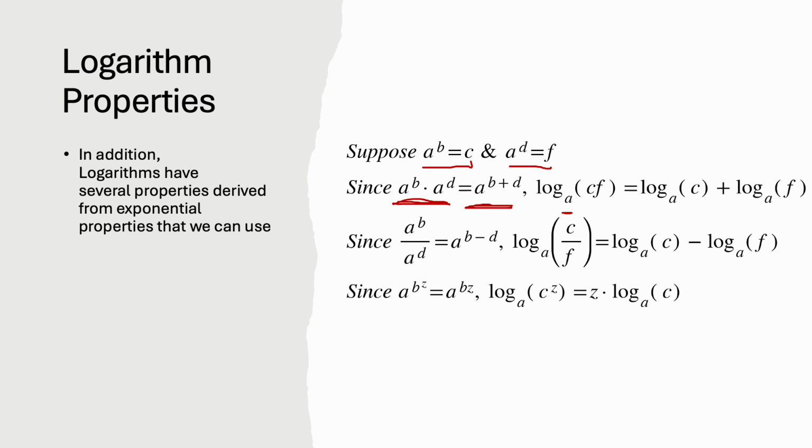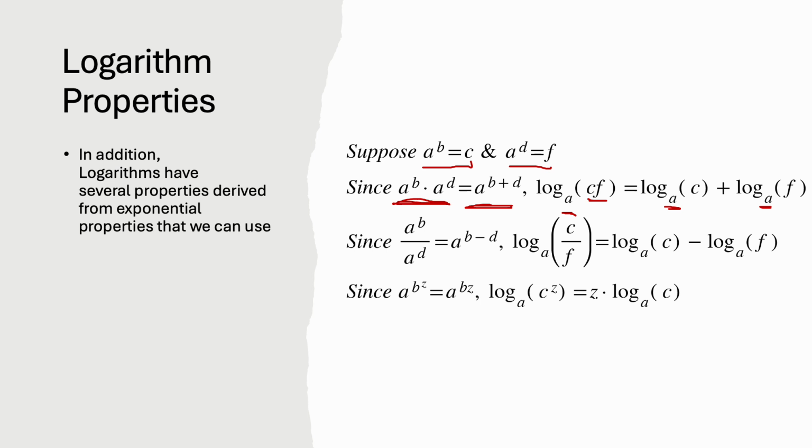So we still have base a, and we still have bases of a everywhere, and we have log base a of cf. Well, we said that c is equal to a to the b, and f is equal to a to the d. And this is going to be equal to log base a of c plus log base a of f.